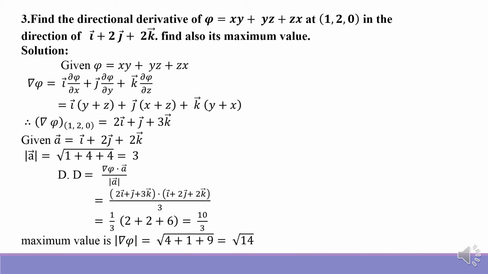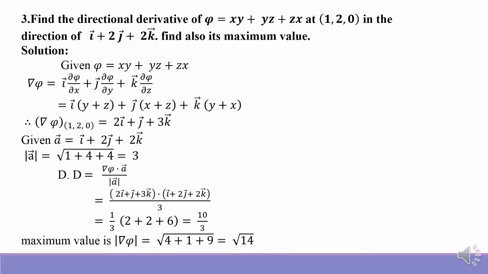Here the direction of a vector is given. A vector equals i vector plus 2j vector plus 2k vector. Then find modulus of a vector, that is root of x square plus y square plus z square, 1 square plus 2 square plus 2 square. Therefore, root 9, that is equal to 3.